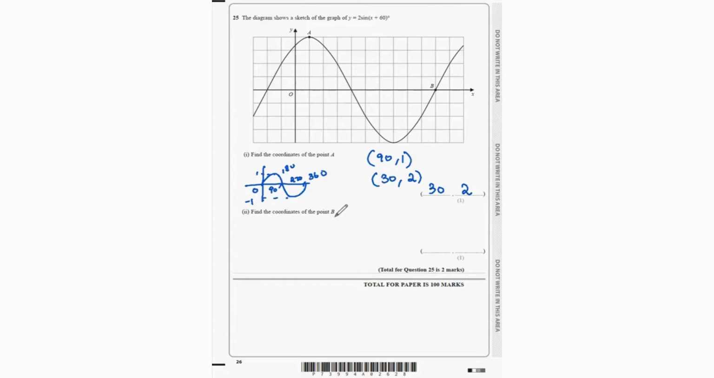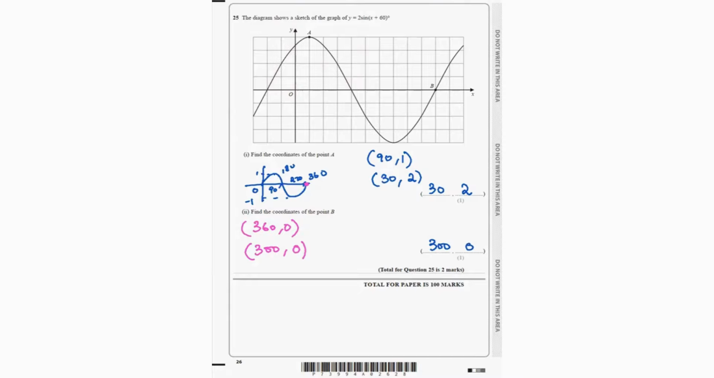Then find the coordinates of B. So B is this point over here. Let me take a different color. This is B. So coordinates of B based on the original sine graph are going to be 360 and 0. Same thing, we subtract 60 from 360, that's going to give us 300, and 0 times 2 is 0. So the coordinates for our point B are going to be (300, 0).